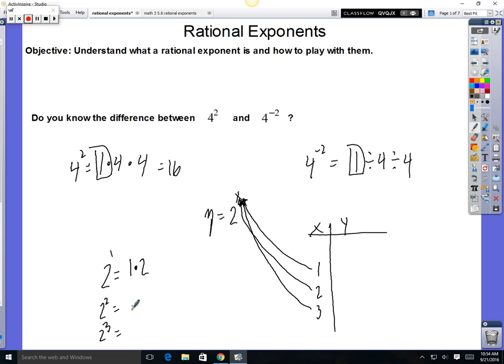2 squared is 1 times, you gotta do it twice, 2 times 2. 2 cubed is 1 times, now you gotta do it 3 times, 2 times 2 times 2. So this results in 2 for y, this results in 4 for y, this results in 8 for y, 4 is going to result in 16, and so on and so forth.